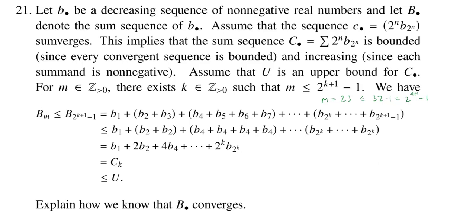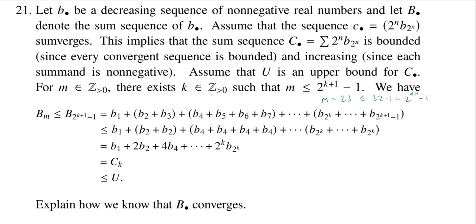We have that b sub m. Okay, now what? Well, I forgot what b was. B is the sum sequence of the little b's. Okay, fine. And this was an increasing sequence because I have non-negative real numbers. So, if m is less than or equal to 2 to the k plus 1 minus 1, then b sub m will be less than or equal to, well, yeah, this is a bigger index. Okay, fine. Now this was the sum sequence, and so it's just me adding up the first 2 to the k plus 1 minus 1 terms, which are, well, there they are.